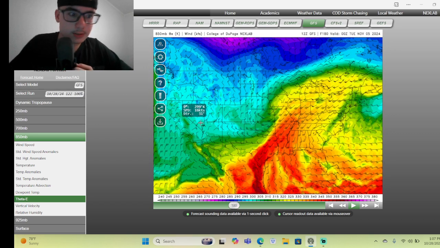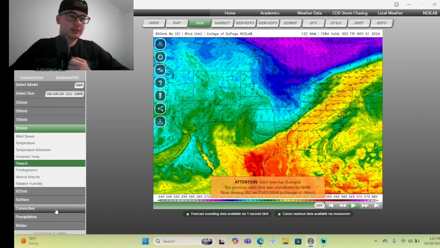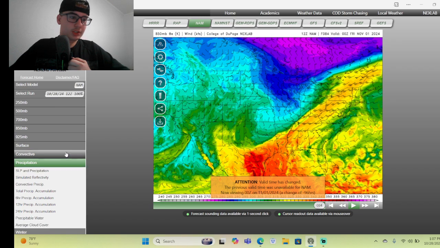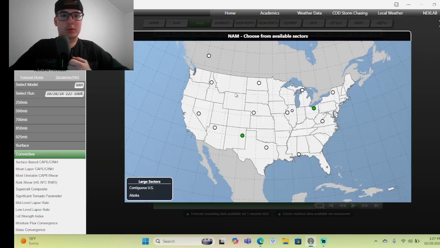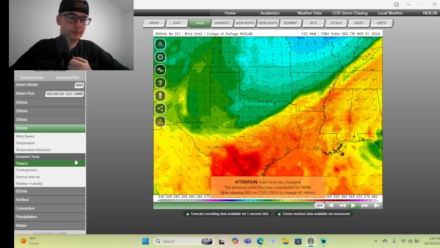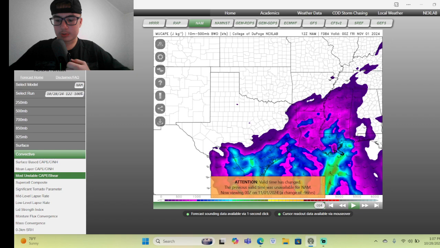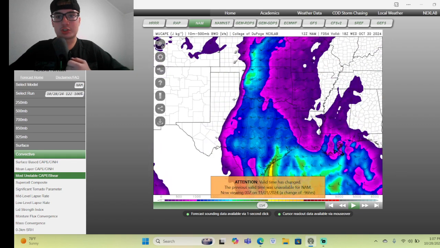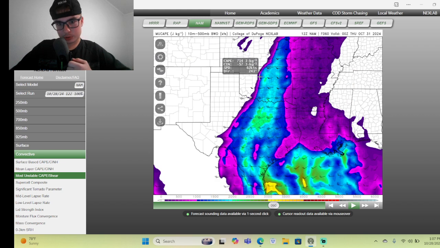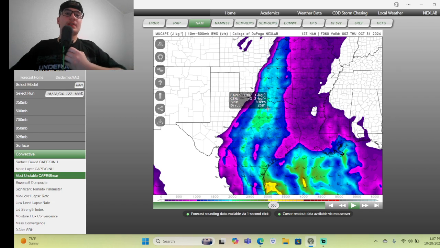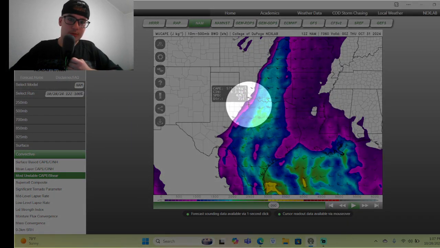I think for this Wednesday, if I were to be chasing in Oklahoma, I would actually want to go through here. I would want to go on this portion of the instability, because on that western side, I think there could be a couple of supercells that try to develop right through here.